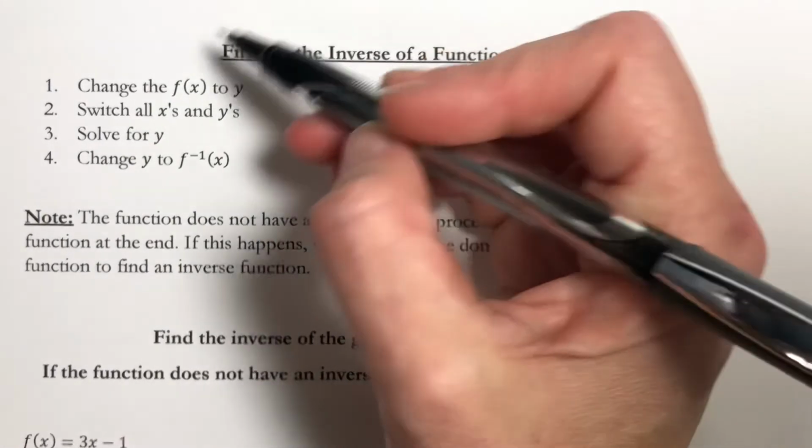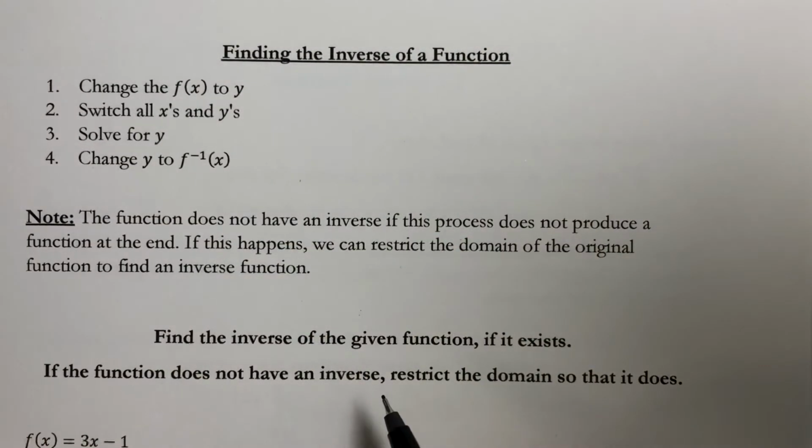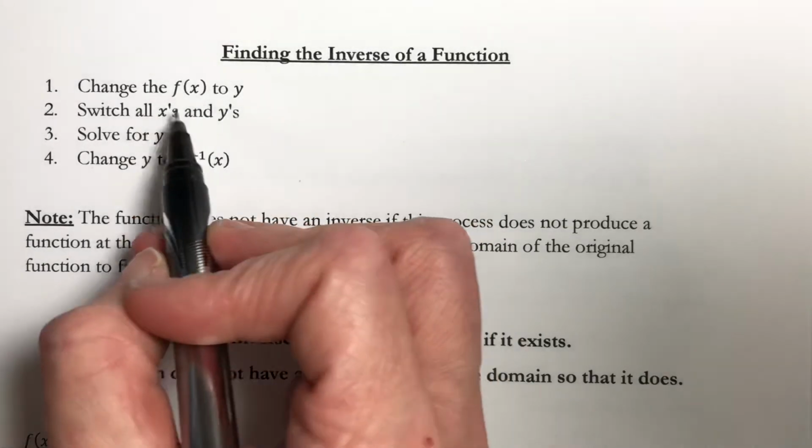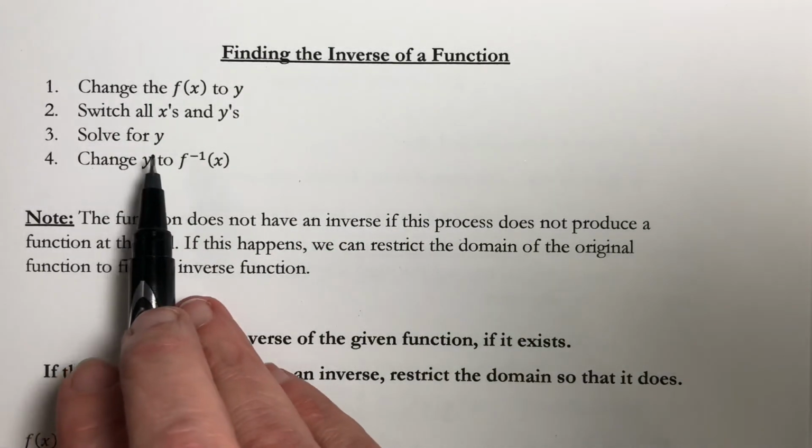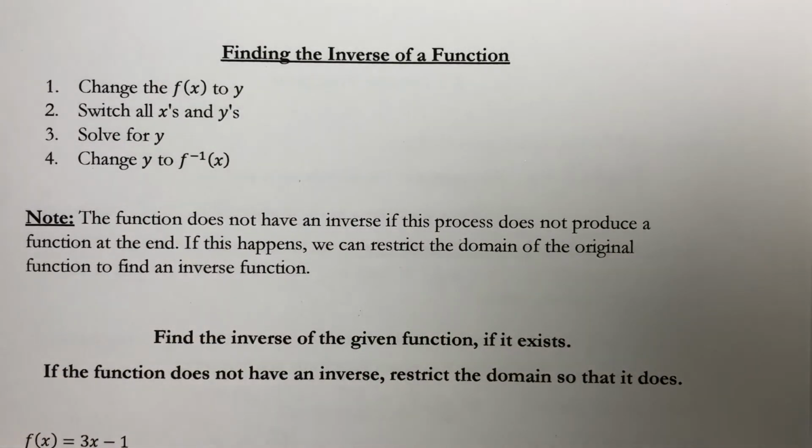In general, you're going to change your f of x to a y. That's your first step. And then you're going to switch all of your x's and all of your y's. So everywhere there's a y, you write x. Everywhere there's an x, you write y. Now, once we've rearranged all of that, we're going to solve our equation for y. And then we're going to go backwards and change our y into f inverse of x. And we should have our inverses.